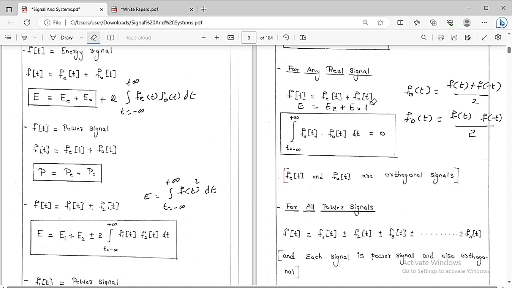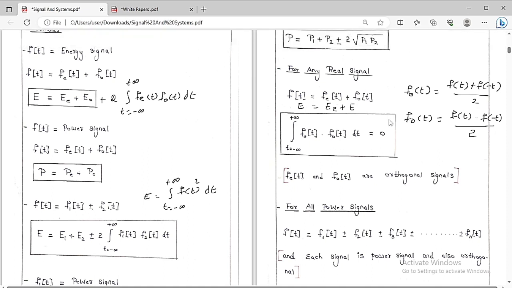So if you multiply any two signals and do integration from t equal to minus infinity to plus infinity, and if the value is equal to 0, then those two signals are called orthogonal signals. And this property is satisfied by the even part of the signal as well as the odd part of the signal. So these two signals are called orthogonal signals.